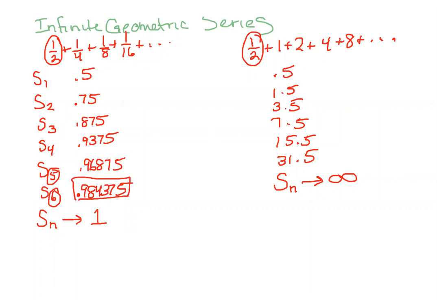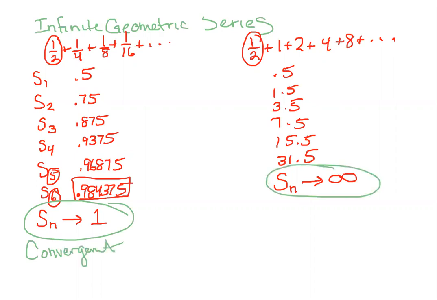Okay? If the series approaches a number like this one, it's called convergent. And if it approaches infinity, it doesn't approach a certain number, it's called divergent.